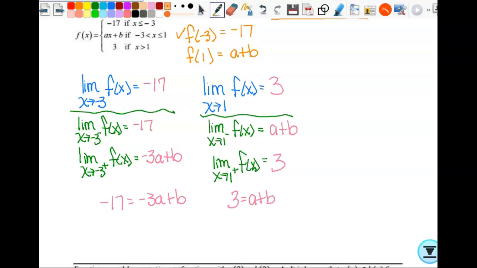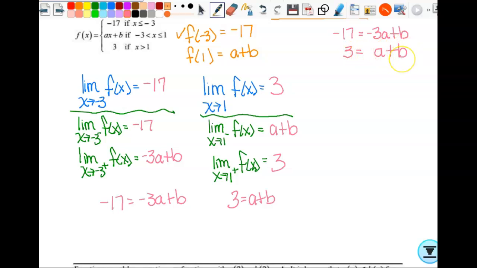What is this situation called when we're trying to solve it? Substitution. Okay, I can do substitution. What's another option? Elimination. It's a system of equations. That's what I was trying to get at, but that's fine. As long as you know how to do it, whether or not you can say it, totally fine. All right, so system of equations. So that means I have -17 equals -3a plus b, and 3 equals a plus b.